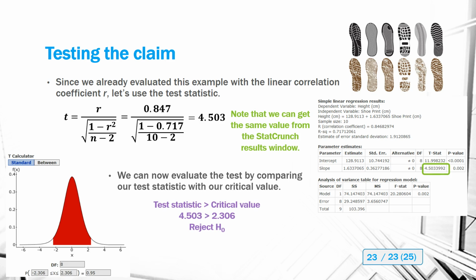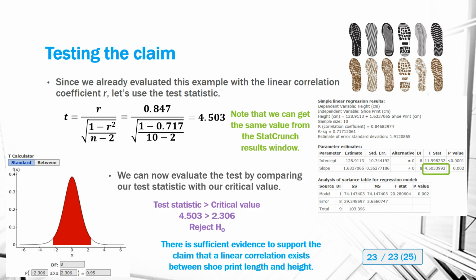Comparing that with our test statistic, 4.5, puts us well inside the right tail. That means we're inside the critical region, and because we're inside the critical region, we reject H naught and conclude there is sufficient evidence to support the claim that a linear correlation exists between shoe print length and height. The same conclusion that we reached earlier.